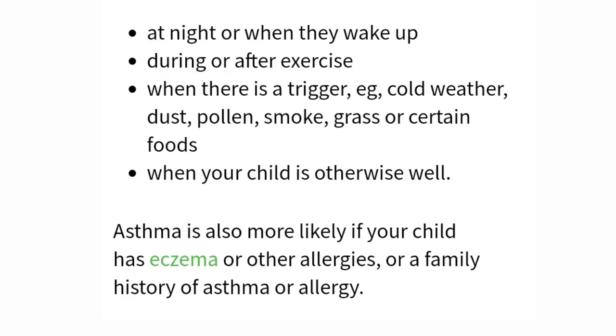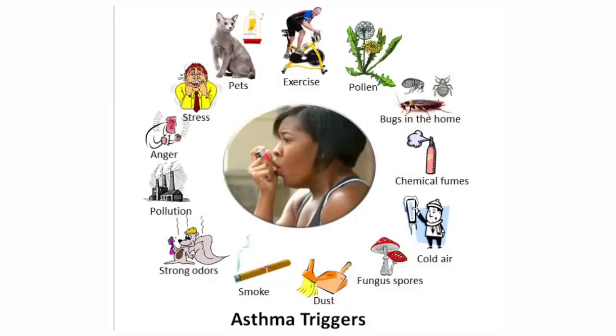Asthma is more likely if the child has eczema or allergies, or a family history of asthma or allergy. This is a very important point: a personal history of atopy and a family history of atopy are also very favoring points that the patient is asthmatic. These are various triggers shown in this video: pets, stress, anger, pollution, strong odors, smoke, dust, fungus, cold air, chemical fumes, bugs in the home, pollen, and exercise. If the patient is triggered by these factors, with reversible bronchospasm, repeated episodes, personal history of atopy, family history of atopy, eczema, and food allergies, all these points favor asthma.